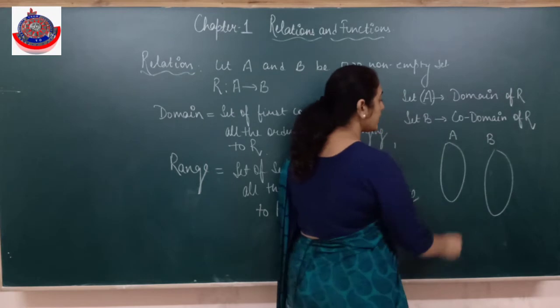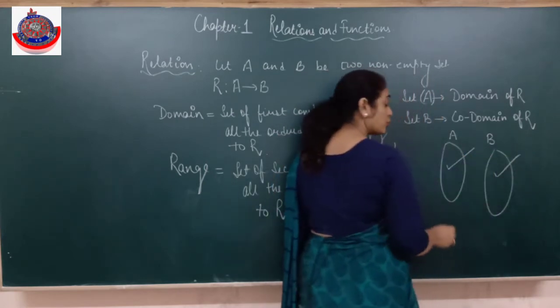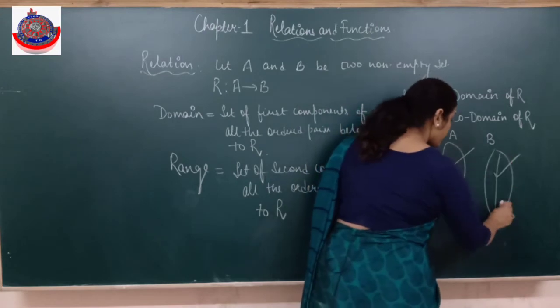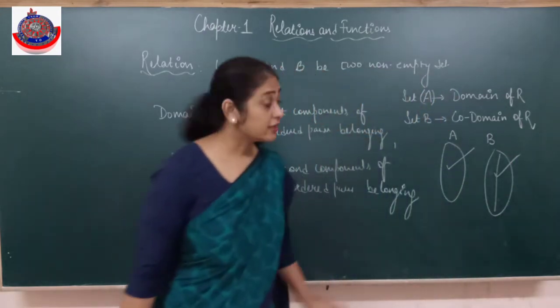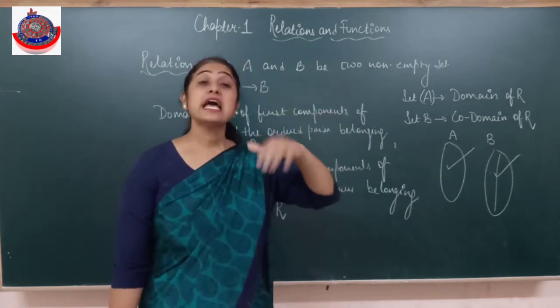Relation is from A to B. So this is called domain. This is called codomain, and the range comes from here. The elements that are picked from here, only as components inside the order pairs, that is the range.